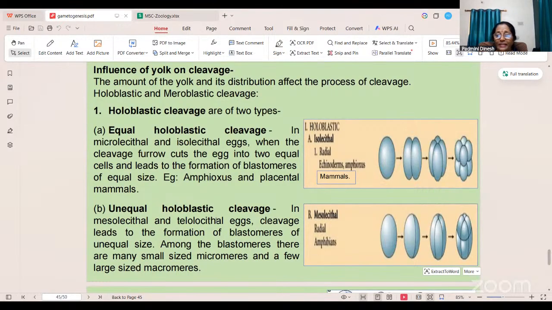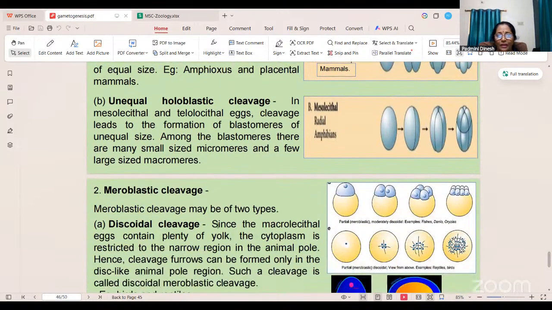And when you're talking about unequal holoblastic cleavage, the third division is going to occur a little bit on the top. So if it occurs exactly here, then you're going to have something like this. But the third division is going to divide the cells unequally. That is, the upper cells are going to be smaller, the micromeres, and the lower cells are going to be the macromeres, the larger cells. So that is called unequal holoblastic cleavage, which you find in the amphibians and other species.